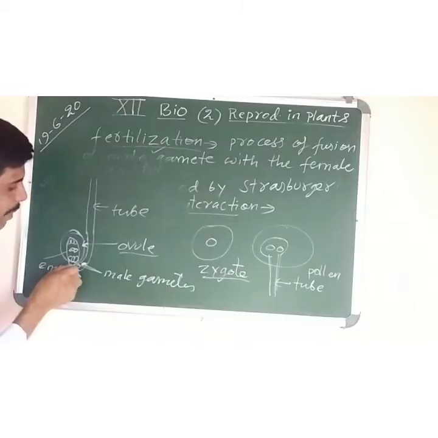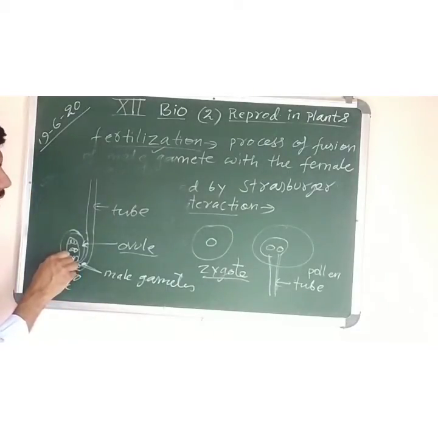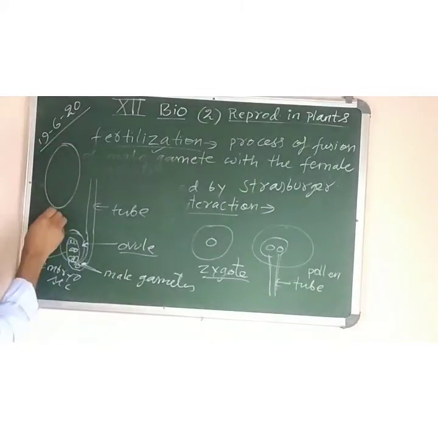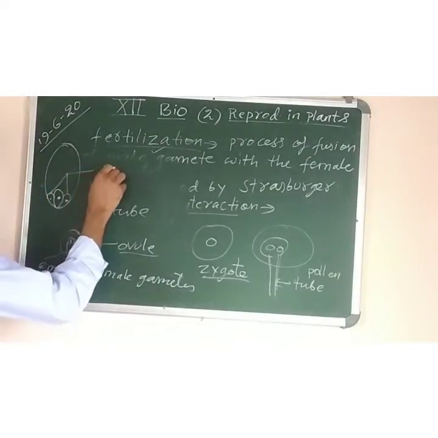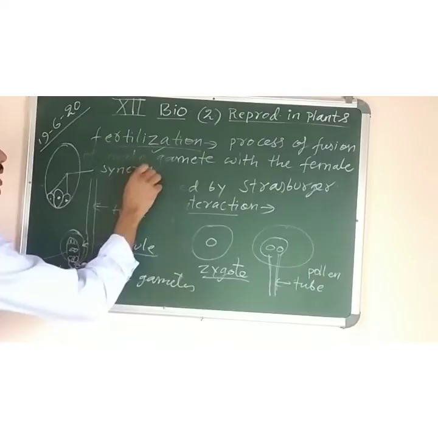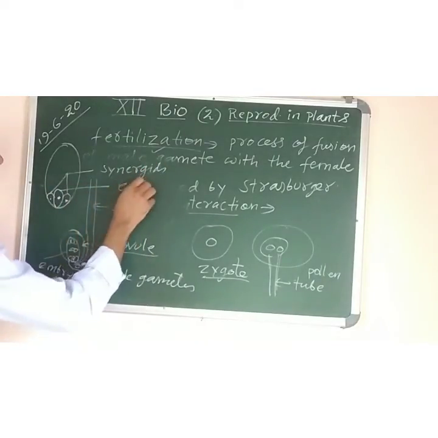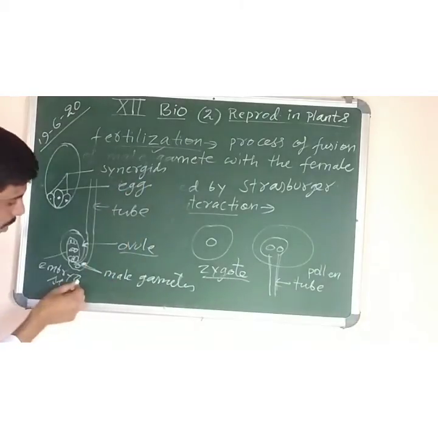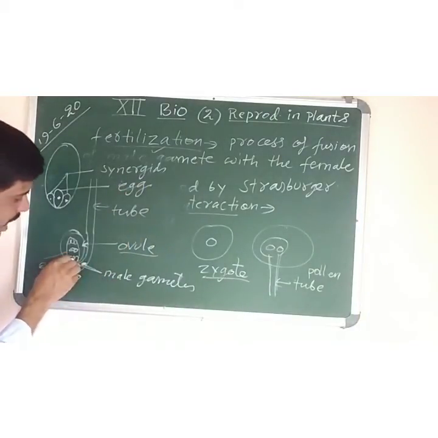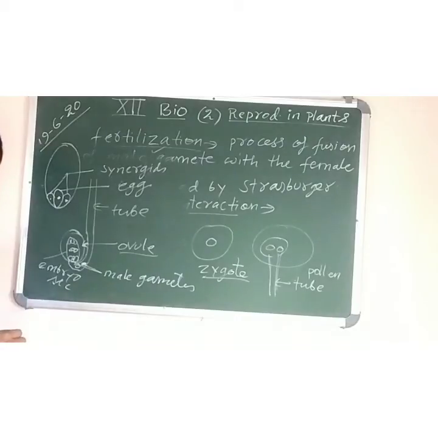Now one of the male gametes will fuse with the egg cell which is located in the center. If you cannot see the diagram, I will make it bigger here. This is the embryo sac. Here is the egg cell. And on the lateral side, these two are called the synergids. And this one is called the female gamete or the egg cell or ovum. So one of the male gametes fuses with the egg cell to form the zygote.